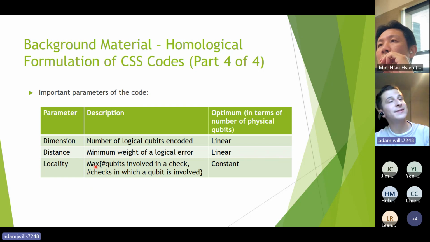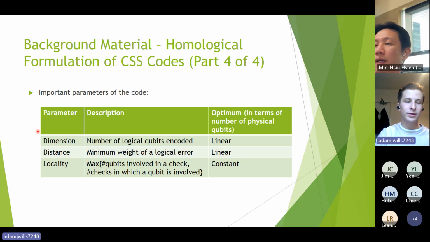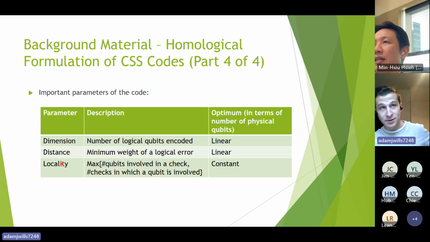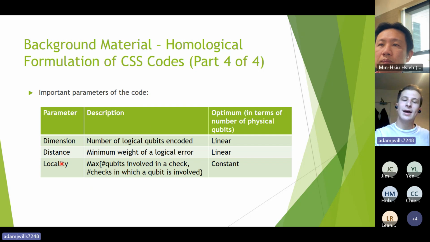So this actually corresponds exactly to the maximum of the row and column weights of H X and H Z. So the idea, we want dimension to be large, we want distance to be large, and we want locality to be small. But we're only going to be able to reasonably talk about the size of these things by defining a family of CSS codes.